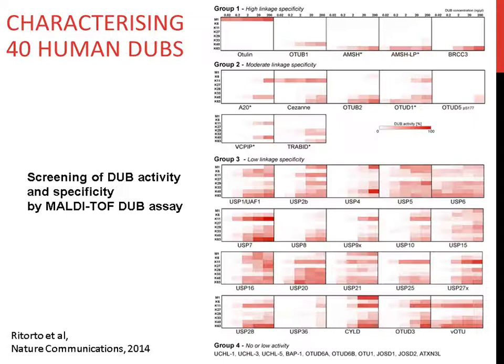So in the paper then, we screened 42 human DUBs against 8 different chain linkages and 5 different concentrations. And this is, of course, something that is only possible when you do some form of liquid handling. So this was several thousand reactions that we did here. And we can show that there was some group, group 1 up on the top. These are highly specific DUBs. We got some moderate specificity in the middle, and then we have the low linkage specificity for USPs, which are known to be DUBs that don't show any specificity in vitro, but actually they have specificity in the end because of the localization of where they are in the cell.